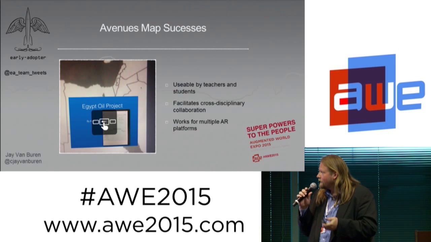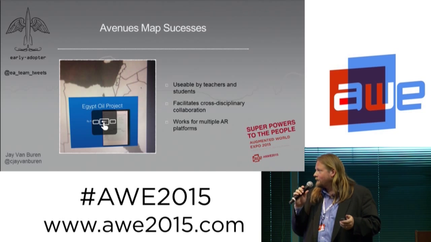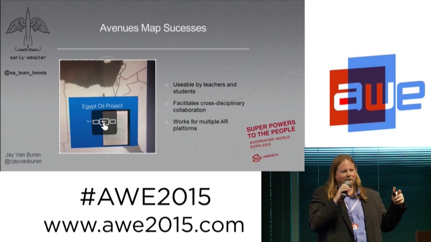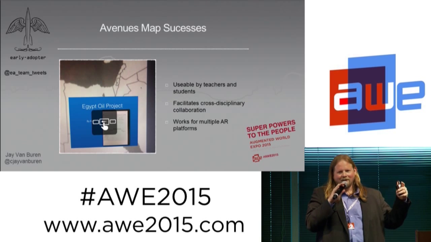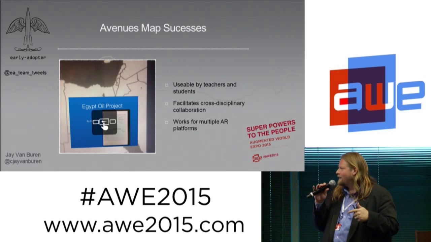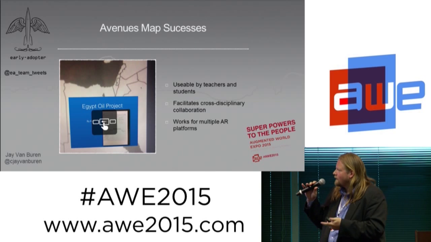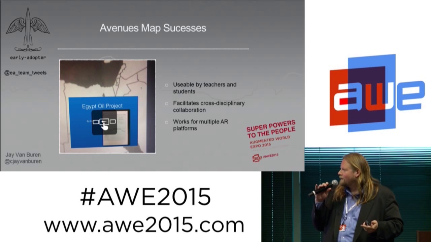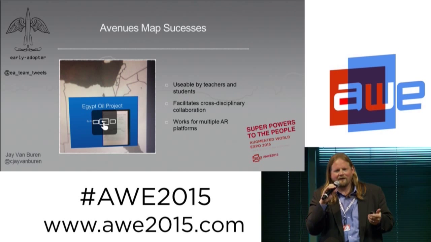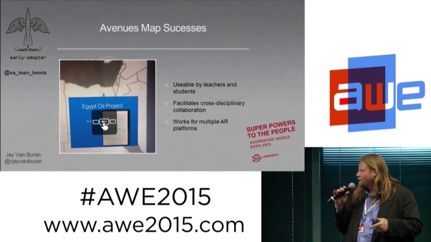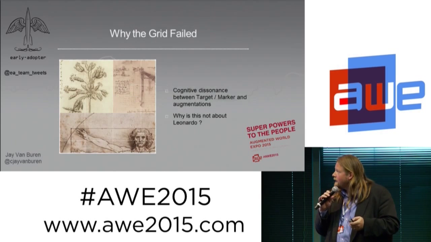At Avenues, they're using the augmentable timeline right now. They have a floor to ceiling augmentable map installed. That's metal with a coating on it, so it's going to be written on with white markers. And students are using it for things like putting a paper about oil in Egypt on Egypt, so people can see it. It facilitates cross-disciplinary collaboration, and it works on multiple platforms.